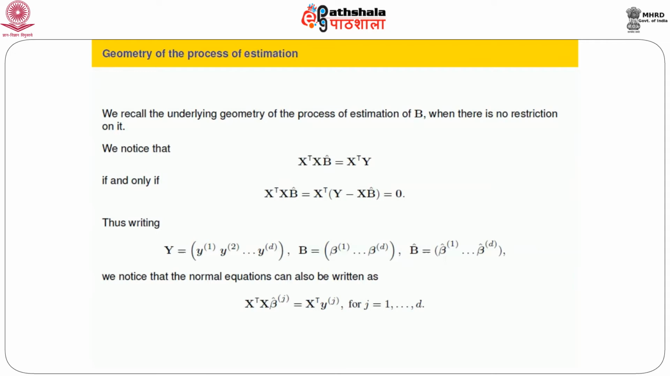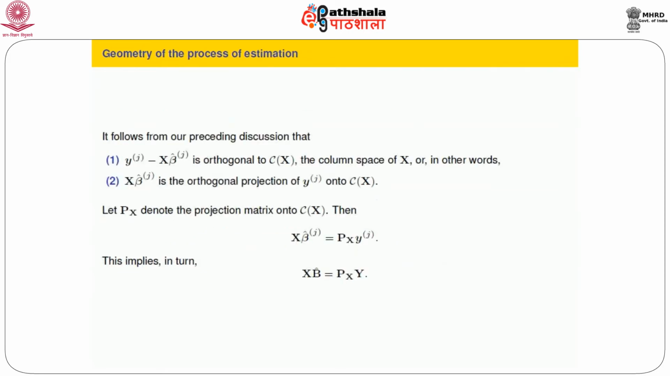So it is this. Now this clearly reminds us of what we did in the univariate linear model. So let's go back to the previous slide. If we look at this last relationship, X transpose times (y^j minus X beta hat^j) is equal to 0. In other words, y^j minus X beta hat^j, where j is a superscript, is orthogonal to C(X), the column space of X. Or in other words, this X beta hat^j is the orthogonal projection of y^j onto C(X).